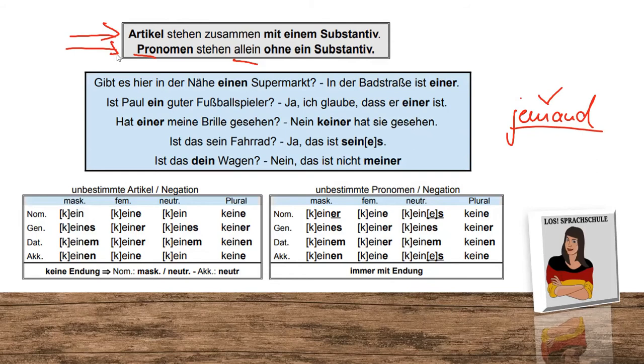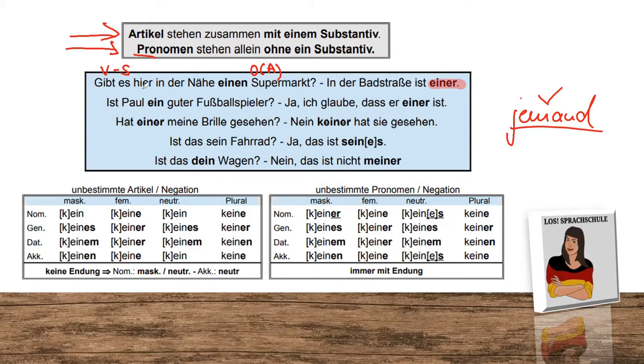Let's read the first example. Gibt es hier in der Nähe einen Supermarkt? In der Badstraße ist einer. Let's check out the first sentence. Gibt es, it's a question, of course, verb subject, is there in this area, in der Nähe, einen Supermarkt? This is our accusative object. And instead of saying, ja, in der Badstraße ist ein Supermarkt, this would be also okay, we substitute the whole thing with a pronoun. In the Badstraße is one in English.